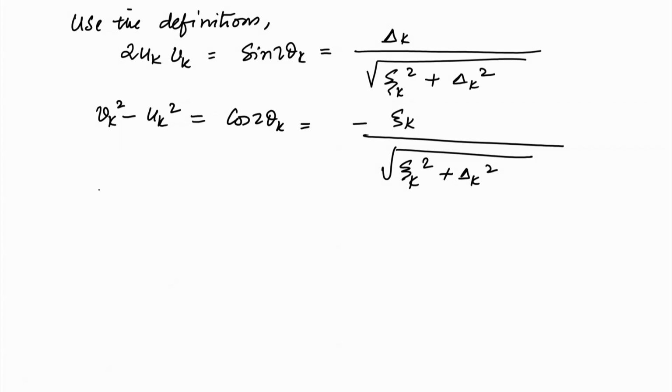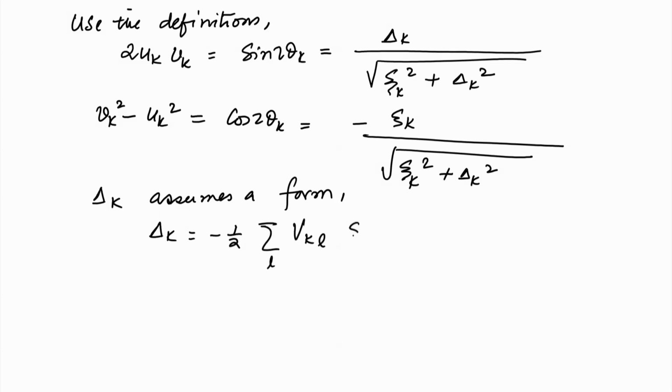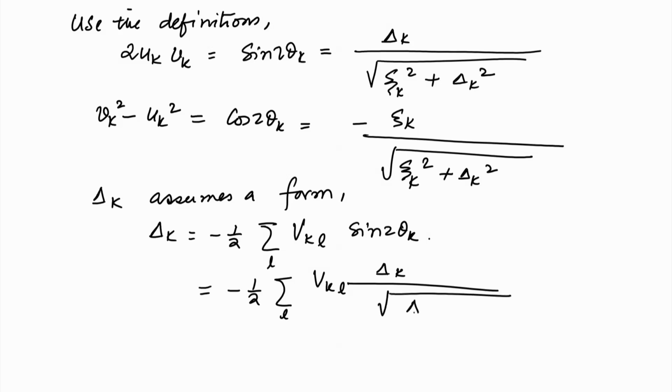So, hence the quantity delta_k assumes a form that delta_k equal to minus half of sum over L V_kL sin 2 theta_L, and hence this is equal to minus half sum over L V_kL delta_L divided by, putting the value of sin 2 theta_L here, delta_L squared plus xi_L squared. So, that is the definition of delta_k.